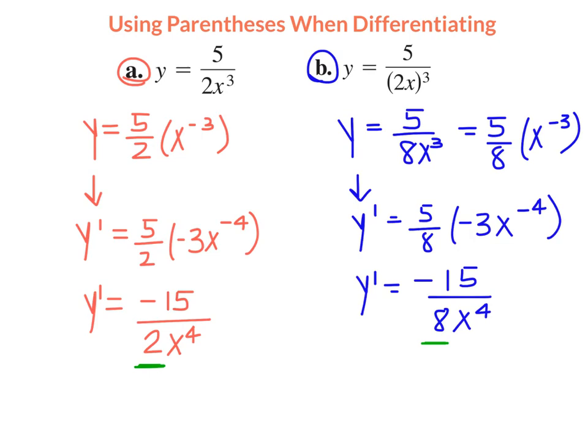So that's caused by, in this second problem here with the parentheses, I have to distribute that 3, that exponent, to the 2 and to the x. So I'm really left with 5/8 out here instead of just 5/2. So be very careful with parentheses.